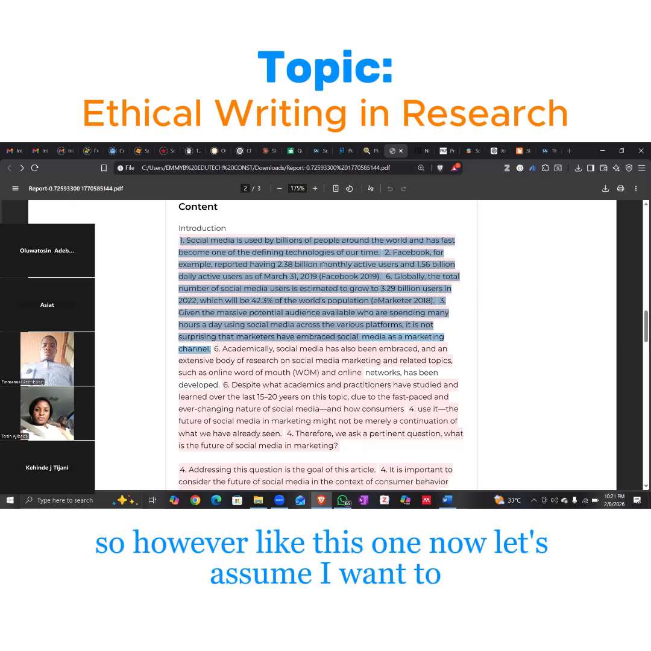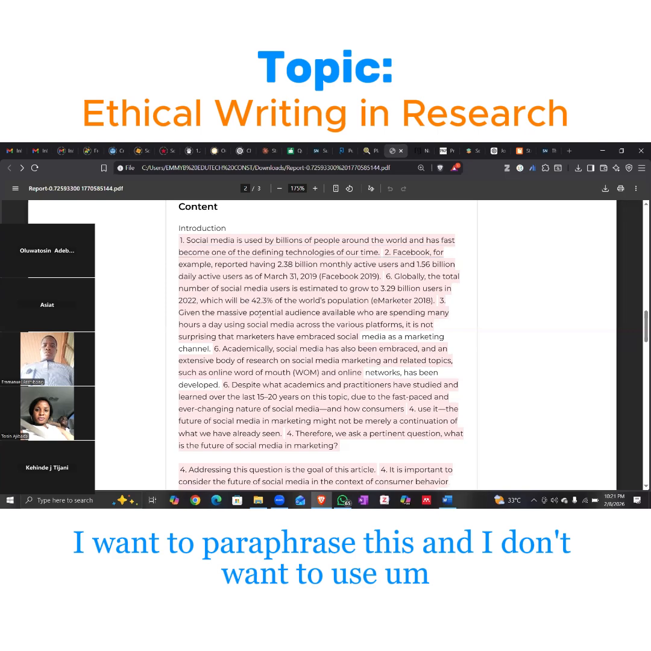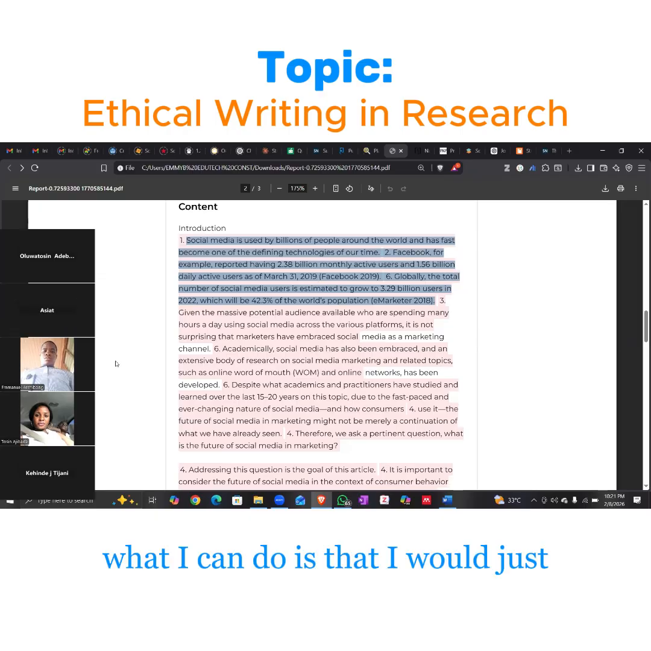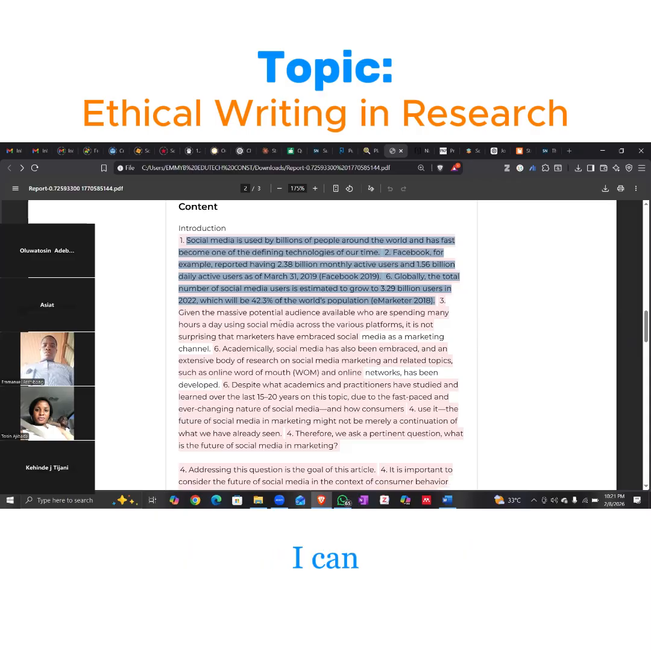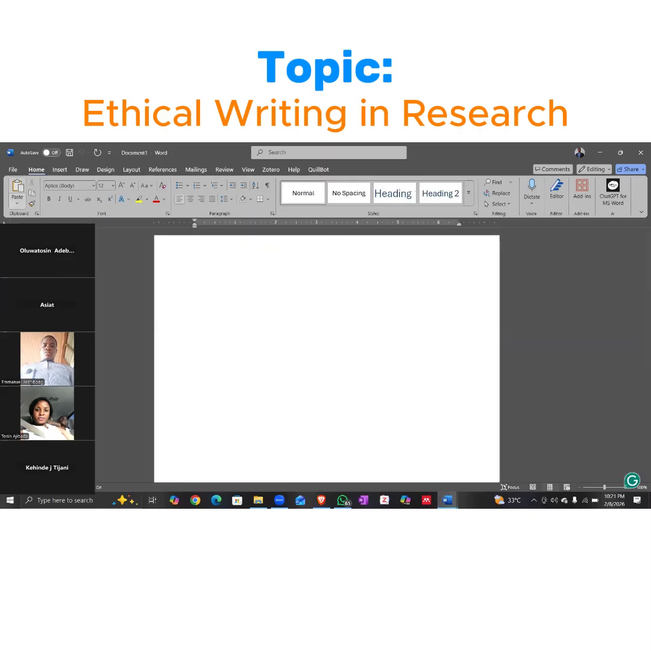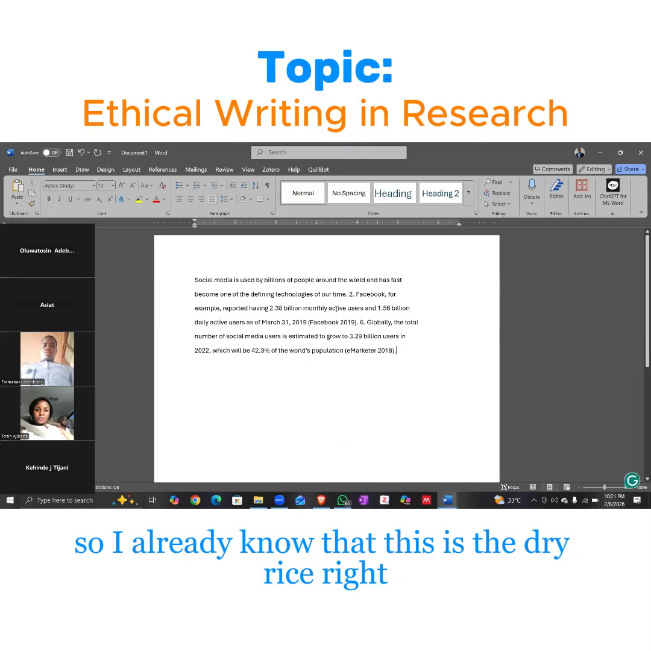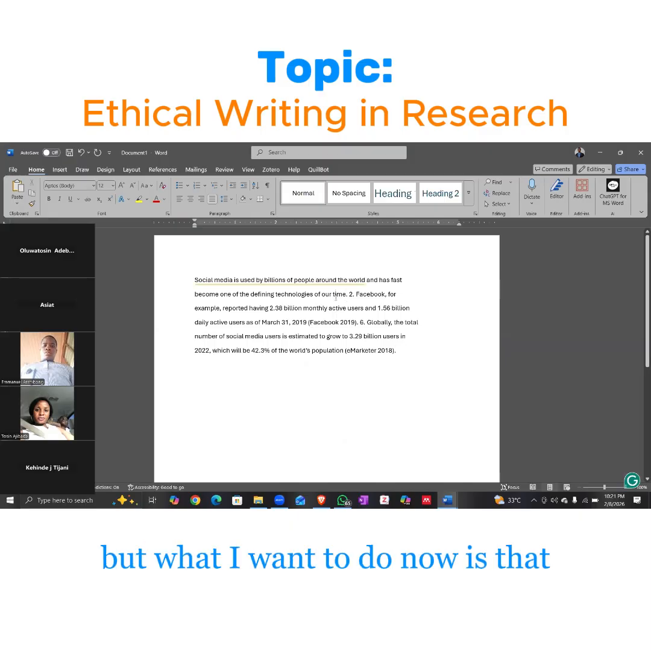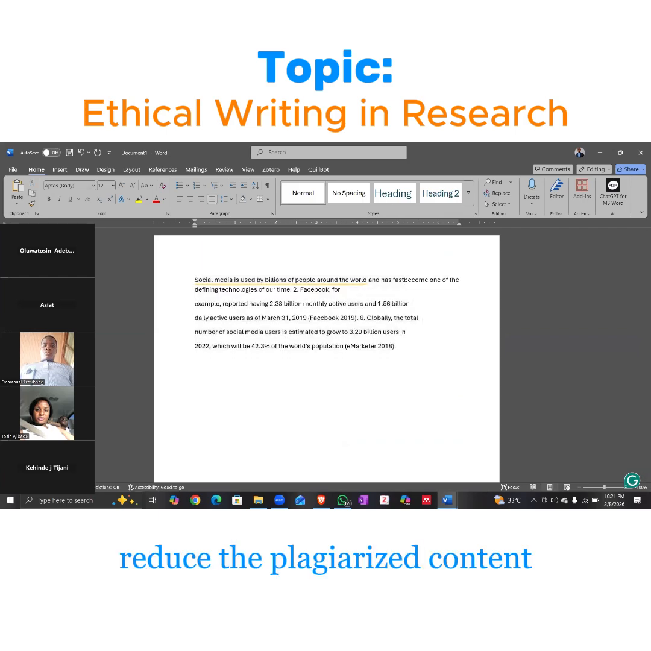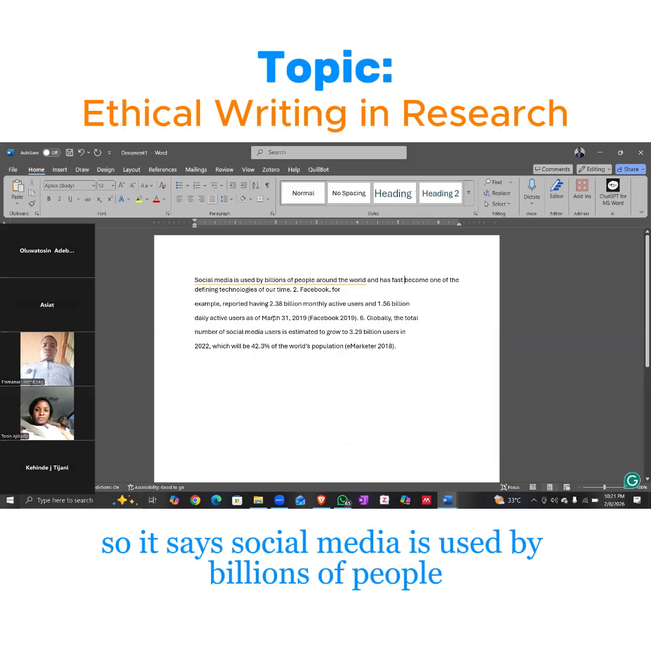However, like this one now, let's assume I want to paraphrase this, and I don't want to use paraphrasing tools. What I can do is copy a particular sentence here, open a new document and paste it here. So I already know that this is plagiarized, right? But what I want to do now is try as much as possible to reduce the plagiarized content. So it says social media is used by billions of people around the world.